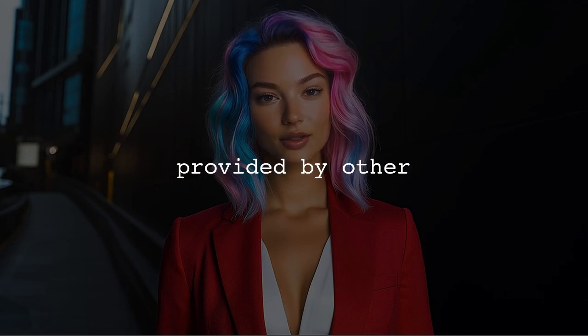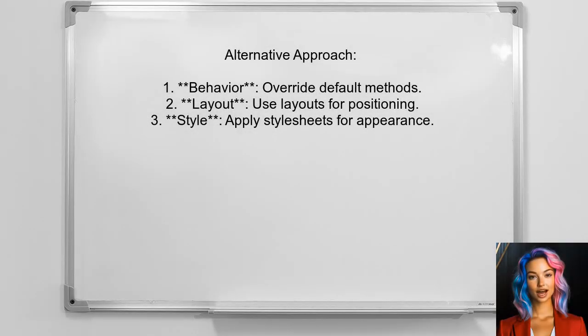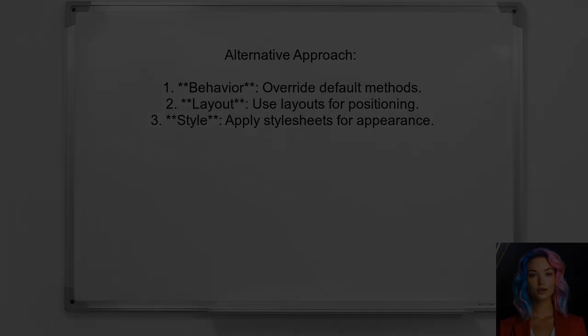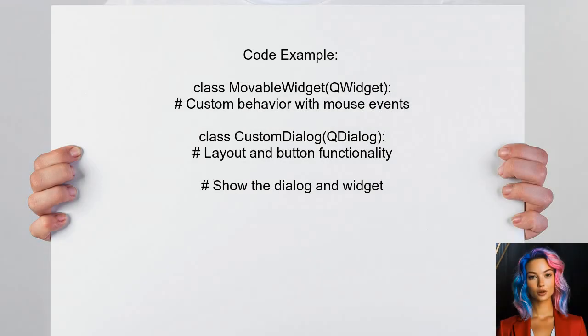Now, let's look at the answers provided by other users. This user suggests dividing the creation of a custom widget into three main aspects: behavior, layout, and style. They recommend overriding default methods to customize behavior, using layouts to manage widget positioning, and applying style sheets for visual customization. They provide a code example demonstrating a movable widget and a custom dialog with buttons that change color. The example highlights how to implement these concepts in PyQt5.